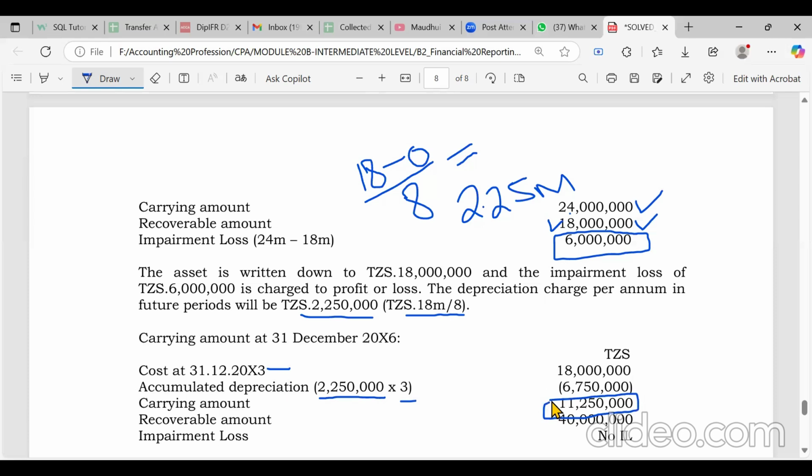Now we are in a pole position to compare our carrying amount of 11.25 million to the recoverable amount of 40 million. You obviously see my carrying amount was 11.25 million, but I can recover 40 million. Then if you ask yourself, am I going to recover to that amount? If I was told I can recover 100, would I need to recover everything?